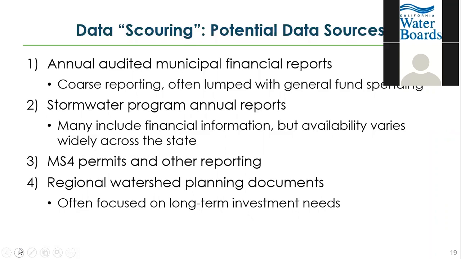Another potential source are the MS4 permits and other reporting, but these generally relate to water quality. We scoured through to see if there were any nuggets about program implementation that could be standardized, and generally, these did not turn out to be a fruitful source of documented spending and costs. And then finally, there are the regional watershed planning documents. In some regions, they go by different names, but some of them provide costs on potential stormwater program expenses. They're often, though, focused on long-term investment needs, and they may not be implementation costs, but rather bid costs or estimated future scoping costs.